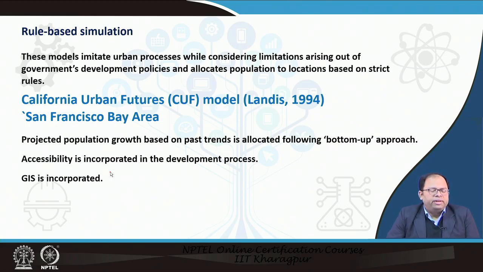One of the very famous models coming out of this sort of rules is the California Urban Futures Model, made by Landis in 1994. It was applied in the San Francisco Bay Area, where the projected population was based on past trends and allocated following a bottom-up approach. That means we first predict the population and then gradually allocate them to different zones. Accessibility is also incorporated, so we check that the allocation follows locations where accessibility is high. It also uses GIS for this planning process. So the geographic information system is an integrated part of this kind of modeling process.